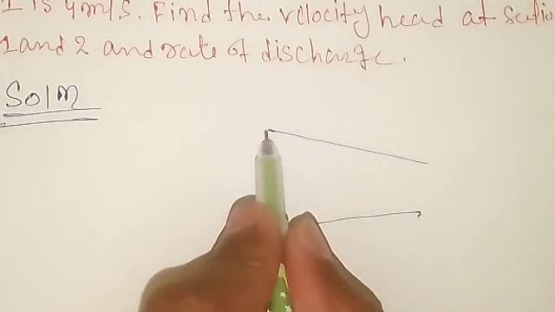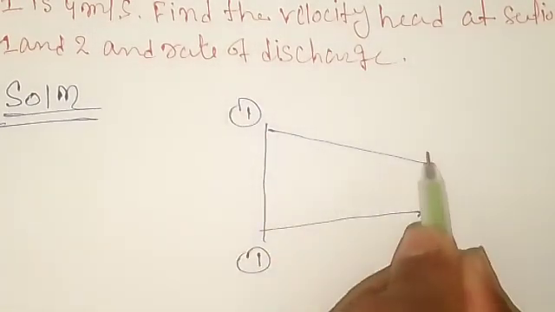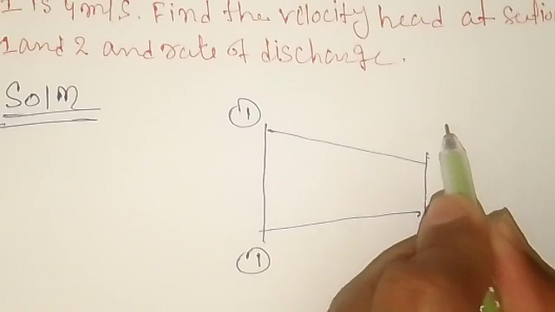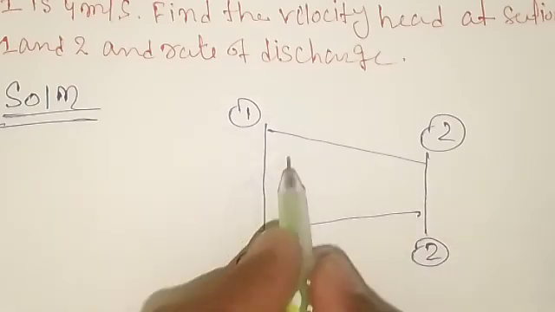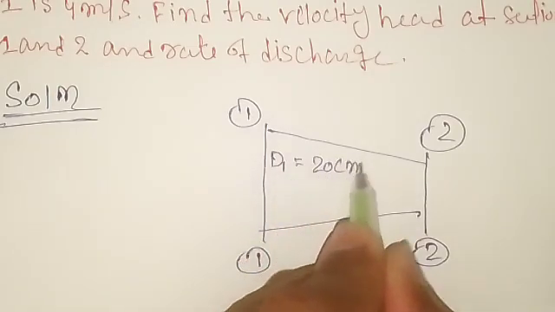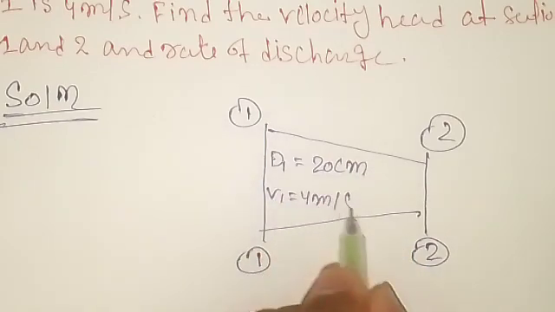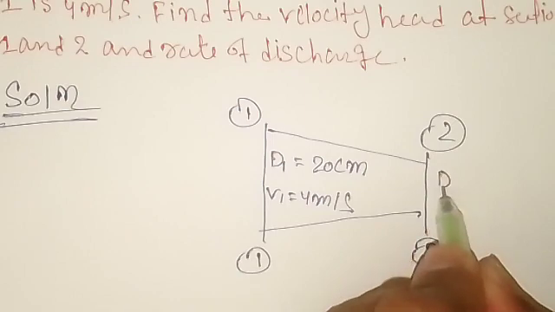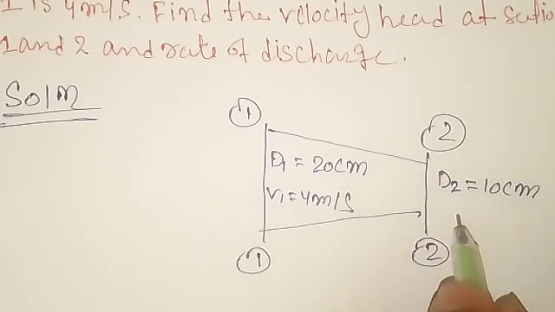So let's say this is section 1, and this is section 2. Just for convenience, you can draw the schematic layout. At section 1, the diameter d1 is equal to 20 centimeter, and v1 is equal to 4 meter per sec. Then at section 2, d2 is equal to 10 centimeter, it is given. We have to find out what v2 is equal to.